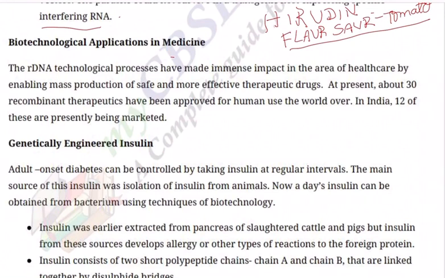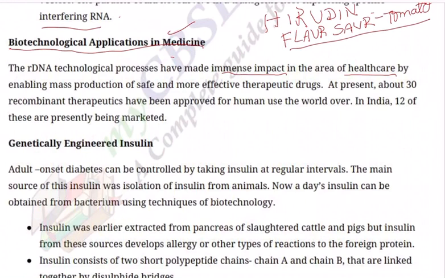You must also remember that we were talking about how to silence the mRNA, silencing of mRNA in order to prepare pest-resistant plants. So with that in our background, we move ahead with biotechnological applications in medicine. The rDNA technological process, recombinant DNA technological process, has made immense impact in the area of healthcare by enabling mass production of safe and more effective therapeutic drugs.